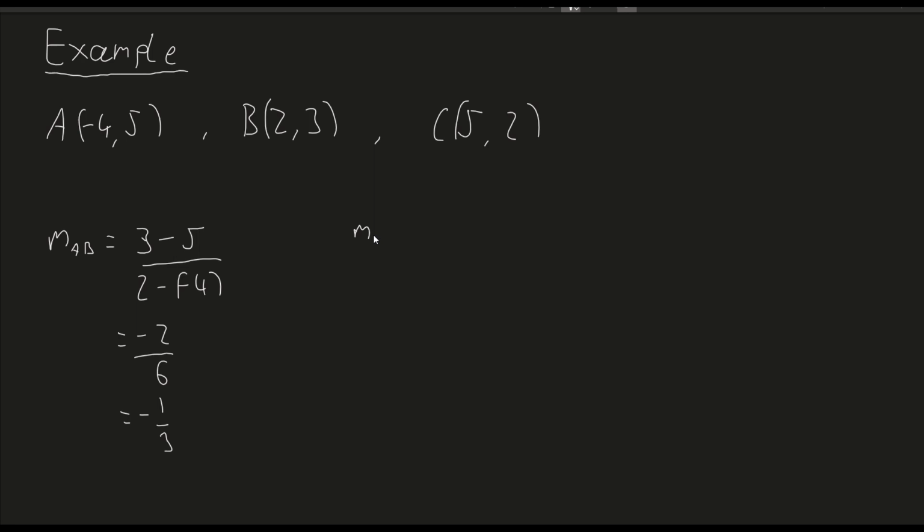Similarly, if we calculate the gradient of BC, then this will be 2 minus 3 over 5 minus 2. 2 minus 3 is minus 1, 5 minus 2 is 3, so we again have minus 1/3. So we can see here that the gradients between the line segments AB and BC are the exact same thing, and by definition of calculating that, B must be a common point because you've found the line which starts from A and ends with B, and then you've looked at the line that starts with B and ends with C, so B is a common point in that case.